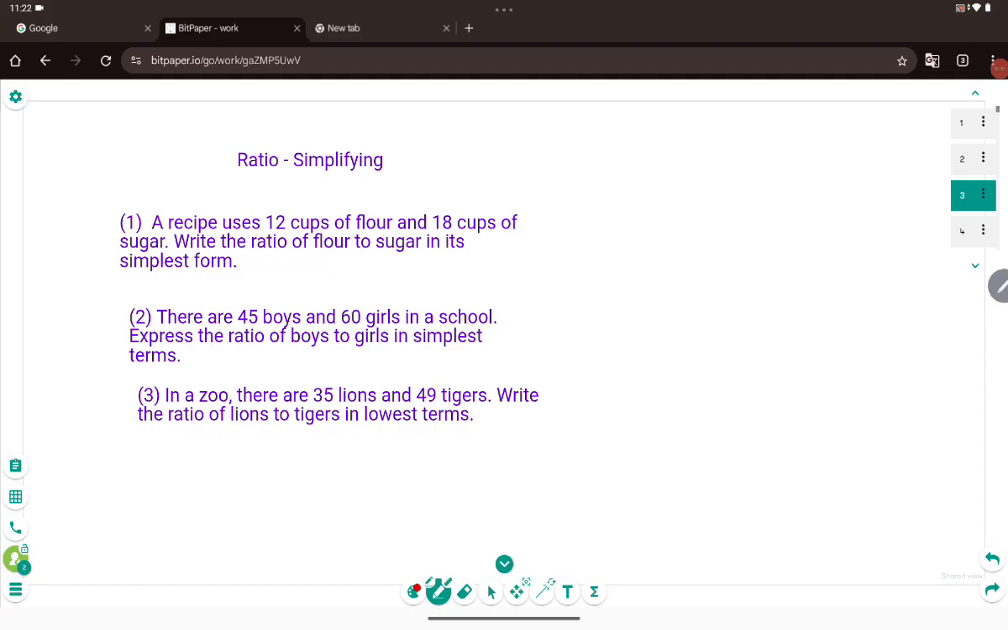Okay, so maybe have a go at these 3 questions. Put me on pause and unpause when completed. A recipe uses 12 cups of flour and 18 cups of sugar. Write the ratio of flour to sugar in its simplest form. So we've got 12 to 18 is the original ratio. The highest common factor is 6. So if we divide both of these by 6, we get 2 to 3. Just let me show you, if you do happen to simplify this by dividing by 2 first and then divide by 3, you still would have got 2 to 3.